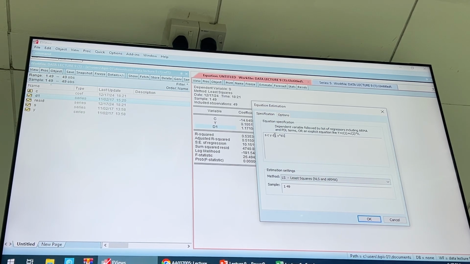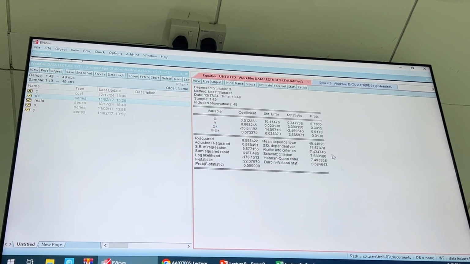Okay, so now in our model we have saving as the dependent variable, and then C for the beta 0 constant, the common intercept. Then we have the independent variable income, and D1 to represent the dummy variable for female. This allows us to have different intercepts. And in order to have different slopes, we add an interaction term between income and the dummy variable. Just press OK, and you get the estimate.